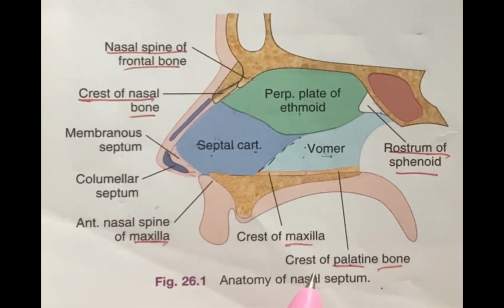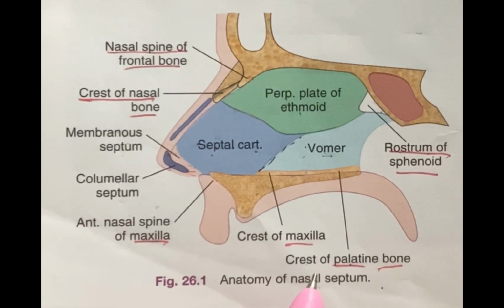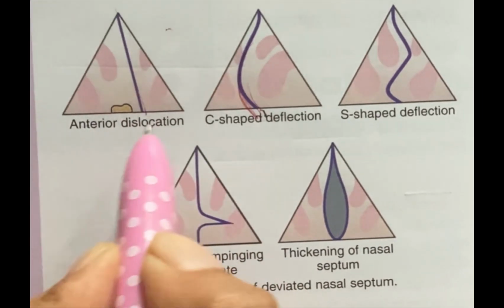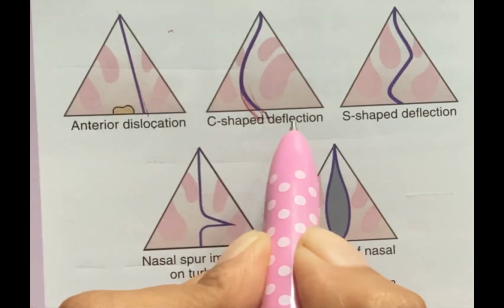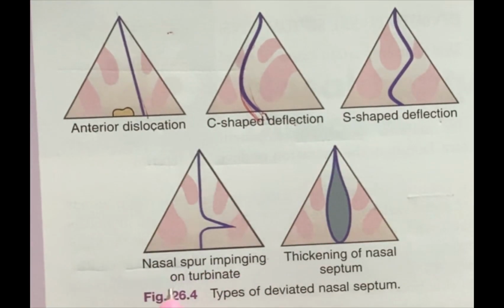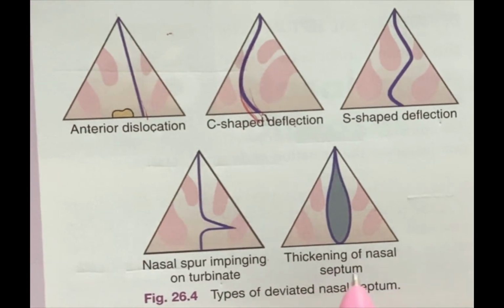Now moving on to the types of deviated nasal septum. The types are anterior dislocation, C-shaped deflection, S-shaped deflection, nasal spur impinging on turbinates, and thickening of nasal septum.